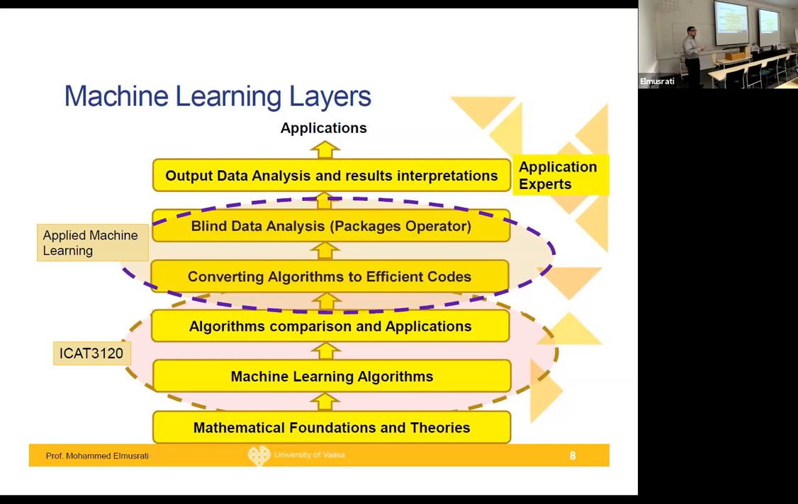What about more coding? More coding will be given in another course called Applied Machine Learning. The Applied Machine Learning course started just last semester, and it was given by Professor Petri Valisu, and it was based on generic code. But later we will have some special code for this course as well. This course is very important to be taken after ICAT 3120. If you want to be an expert, so you know the algorithms, and now you also want to be expert in how to implement those algorithms, then you go to the next course.